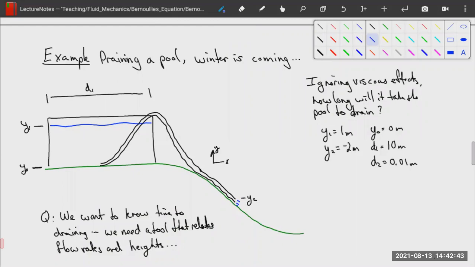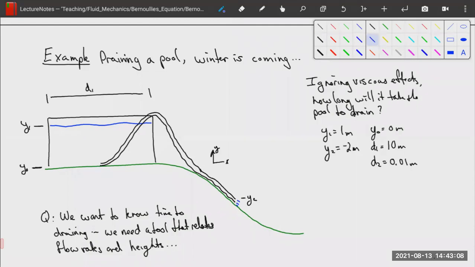All right, welcome back. We are learning about Bernoulli's equation, and we are going to apply it to calculating how long it will take to drain a pool using a hose. So we have our pool here. We have a hill, we have a hose, we have the exit of the hose below the entrance of the hose, which is necessary for the fluid to drain out. And we want to know what is the time it takes to drain.